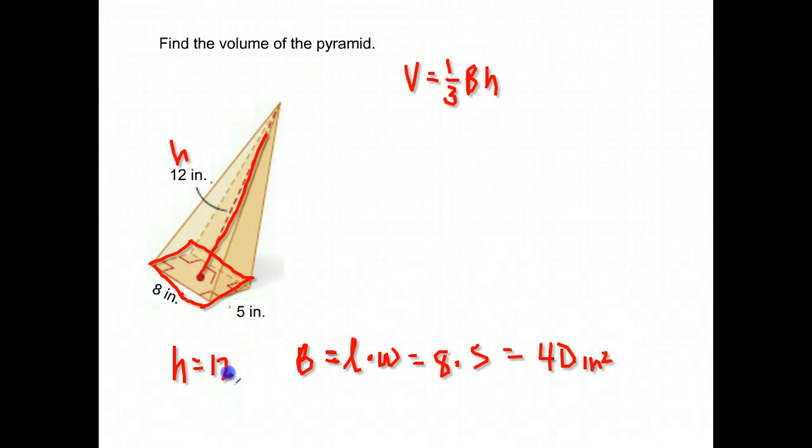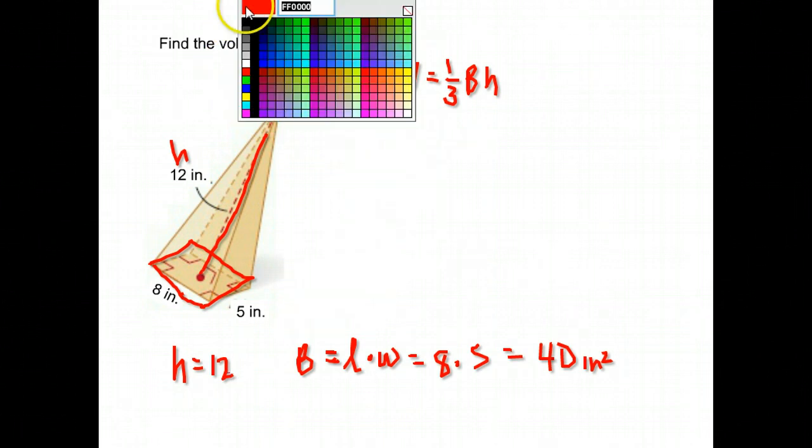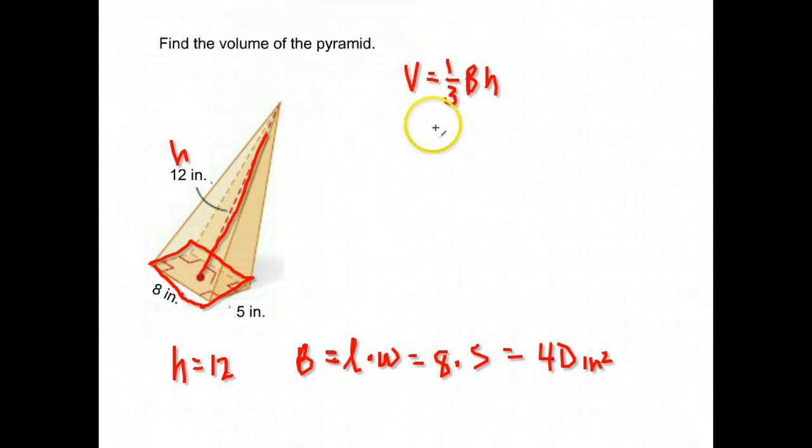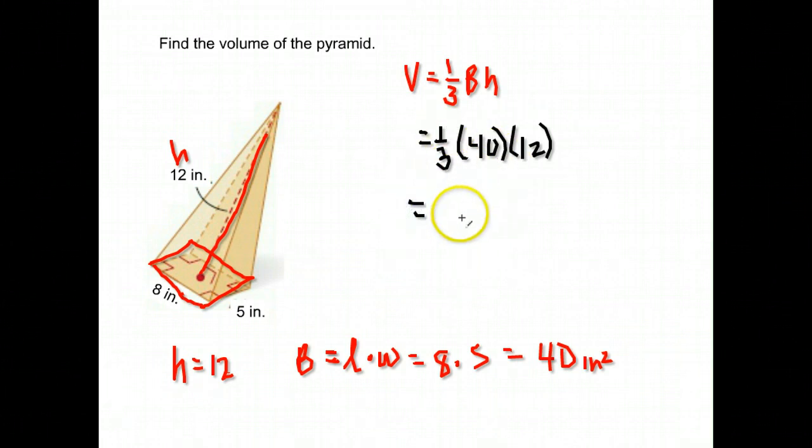The height of our pyramid is 12. We have the two parts we need, so now we can go back up here, substitute them in, and find the volume of our pyramid. We'd have 1/3, the area of our base is 40, and our height is 12. Okay, so we get 40 times 12, and then divide by 3 for our 1/3, and we get 160, and this would be in cubic inches.